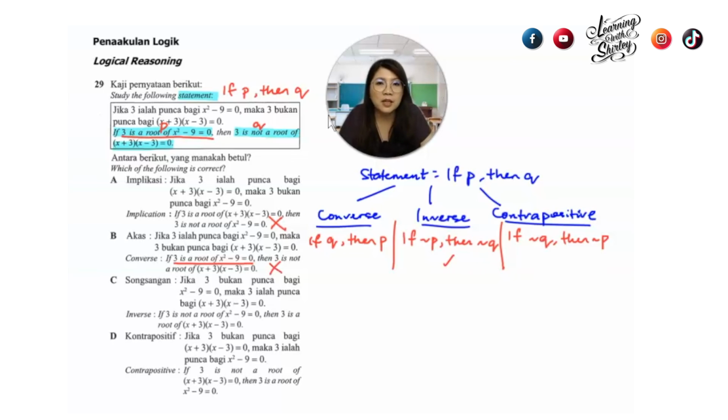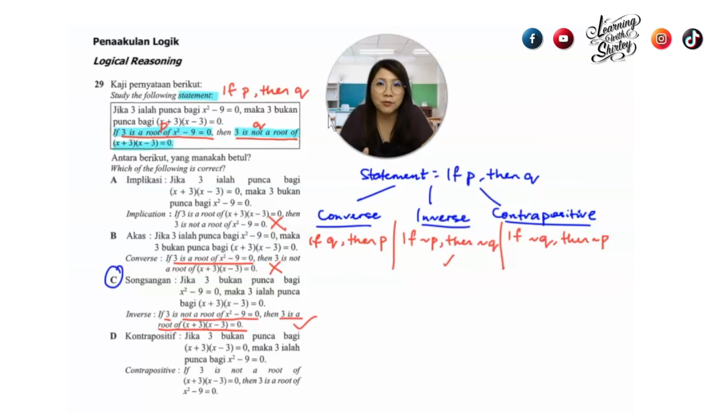For C, inverse. Inverse is if not P, then not Q. If it's not P, which means 3 is not a root of x squared minus 9 equals 0, then let's look at the question: 3 is not a root. The opposite of it is 3 is a root of (x plus 3)(x minus 3) equals 0. So this is the answer. The answer is C.